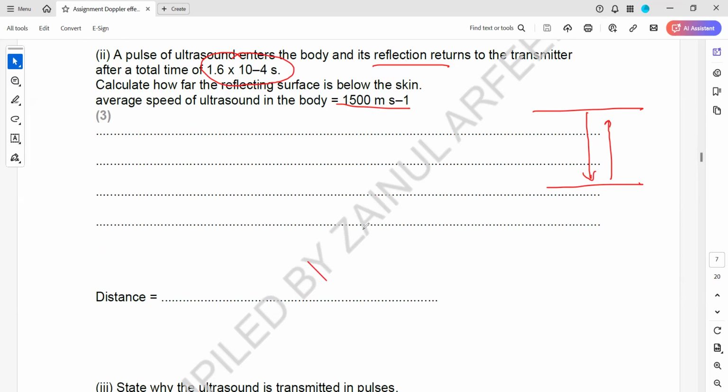So we can use the formula speed is distance divided by time. So this will be 2D because it goes and comes back, and the total time is 1.6 times 10 to the power minus 4. So if I need distance, it is speed multiplied by time divided by 2. So 1500 times 1.6 times 10 to the power minus 4 divided by 2. So we got the distance, which is 0.12 meters. So 0.12 meter is the distance between the skin and the organ.